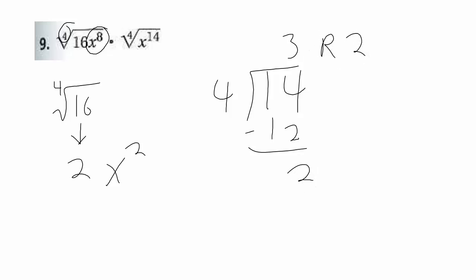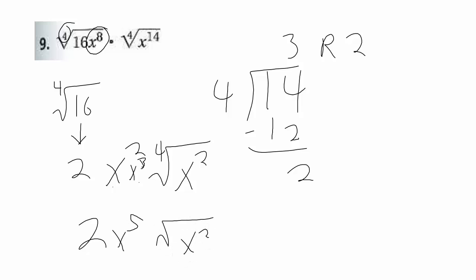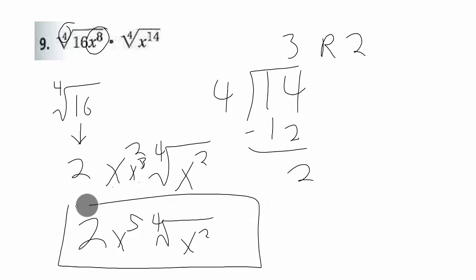So that means that inside of this fourth root, there's going to be 2 x's stuck inside of the fourth root, but there's going to be 3 x's that are going to be hanging out right here. So you got 3 x's, and then you got 2 x's. Oh, that means altogether we got 5 x's hanging outside, and then these 2 x's are trapped inside of this fourth root right here. And so we get this as our final answer, the 2x to the fifth, fourth root of x squared.